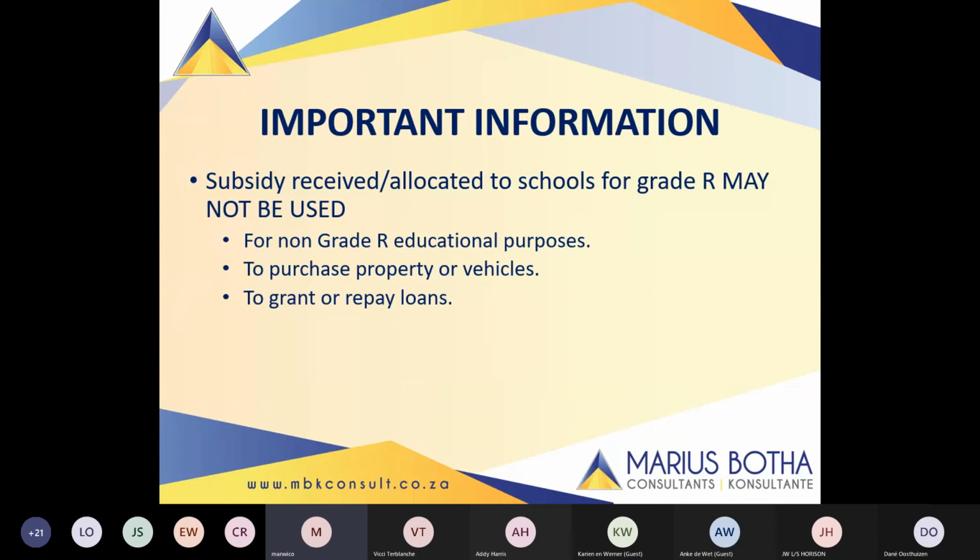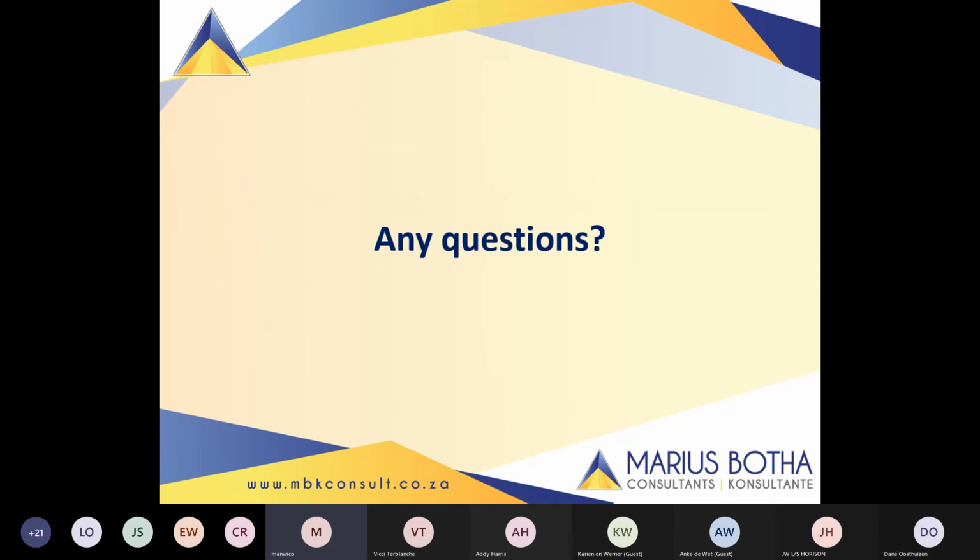And also, subsidy may not be used to grant loans or repay loans. To grant loans to, for instance, staff members, you cannot use that subsidy. And you can also not use it to pay off loans that the grade R center borrowed. That further points out that grade R is an independent institution, meaning that if they borrow money from a bank or somebody, they have to repay it out of their own funds. It cannot be done from subsidized monies. So in the regulations, these three determinations are available, and you can go and have a look at that.